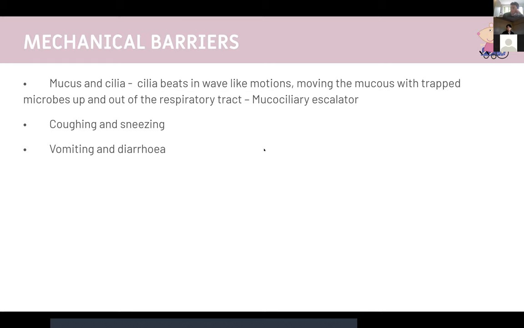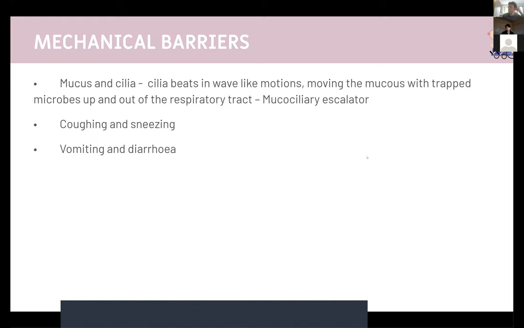And once the mucus gets moved up our respiratory tract, other mechanical barriers that our body uses include coughing and sneezing to get rid of that mucus, and also vomiting and diarrhea to expel microbes from our GI system. Next, we have antimicrobials that sort of help.